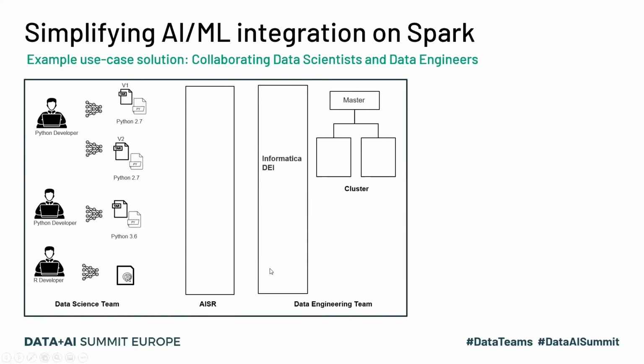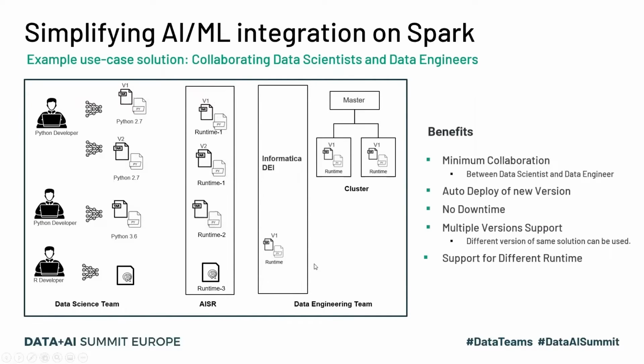So let us see how AI Solutions Repository will solve the problem that we saw earlier. Each team can add their solution along with the runtime details, and the data engineer can then browse through all these solutions and select any of them. The platform will then take care of executing that particular solution on top of Spark on the cluster. So as you can see, there is minimal collaboration between data scientist and data engineer, where we have to discuss what solution to use instead of how to use that particular solution.